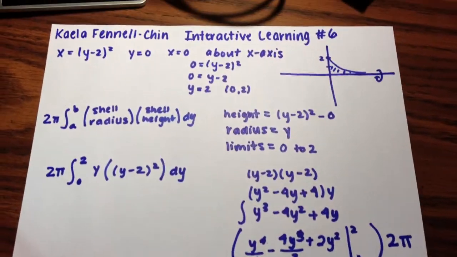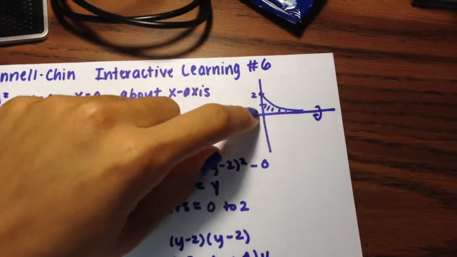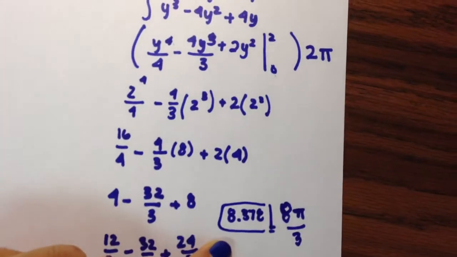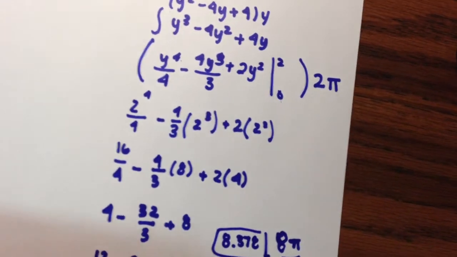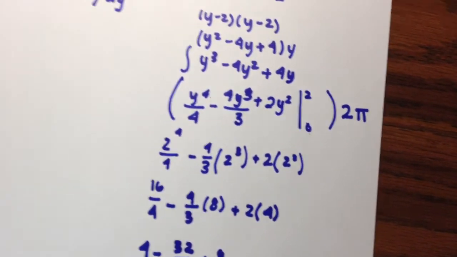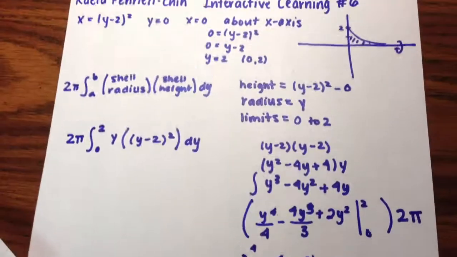So all this together, we have that this volume revolved around x is going to give us 8.378 cubic, whatever, if it's centimeters or whatever, cubic volumes. So that's your answer for this problem.